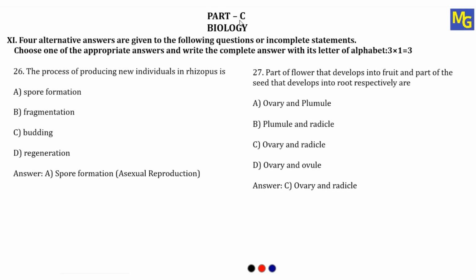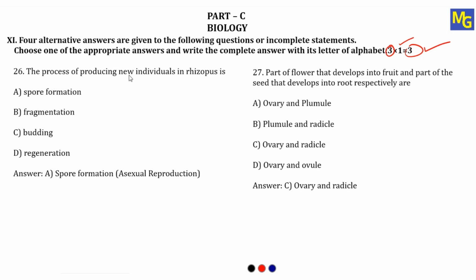Now we are going to start with Part C Biology, and in this we start with the section where it is multiple choice, in which four options are given for each question. We have to select the correct option. Here we have to answer 3 questions. Each question carries 1 mark, so in total we get 3 marks from this section. So we'll see question number 26.